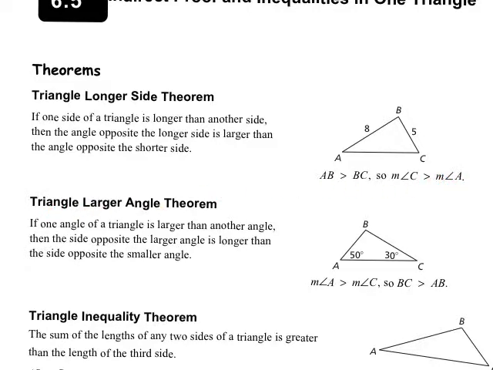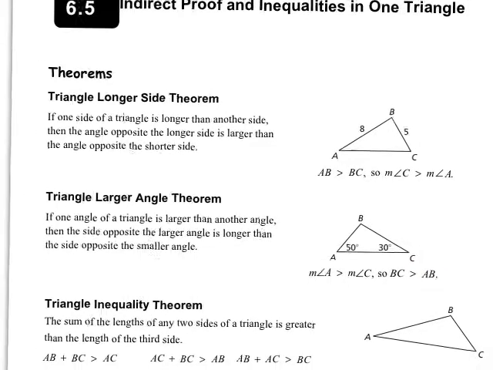So now we have the triangle larger angle theorem. So the side that is opposite the bigger angle is the bigger side. So since angle A is bigger than angle C, if I go opposite, that means BC is longer than AB, which is what it tells you here. BC is bigger than AB. Okay, so that's what those two tell us.